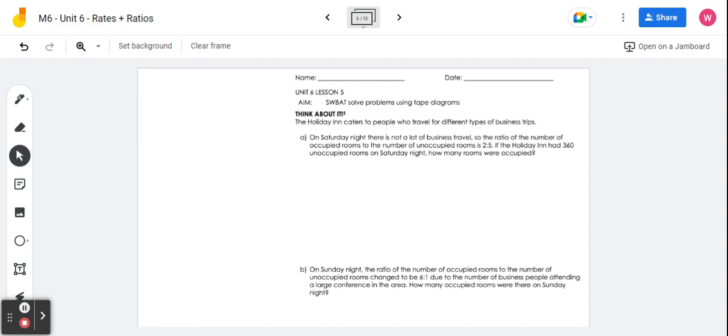Our aim for today is we want to be able to solve problems using the tape diagram again, similar to what we did in the last video. I'm hoping by tomorrow or by the next lesson that we do, you'll understand why we're using the tape model so that you won't need to use it as often. But it's just going to be a tool that you'll have in your math toolbox, if you will, in order to be able to solve these types of questions.